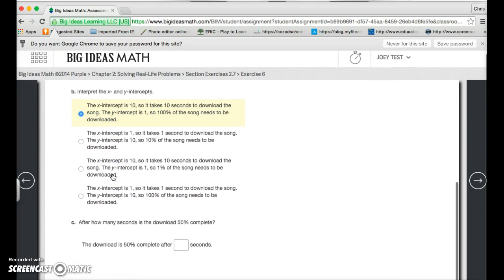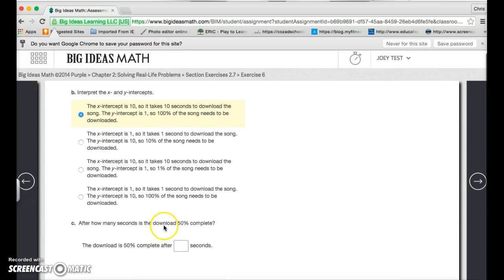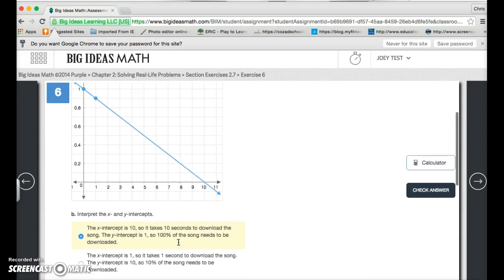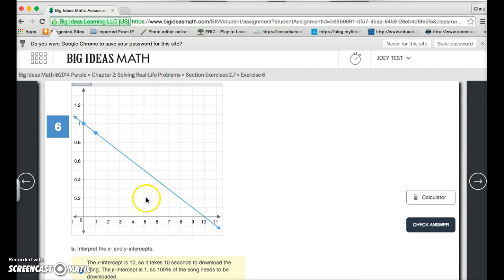That's what we want. After how many seconds is the song 50% complete? So where am I at 50% completion? What do you guys think? What should I plug in to solve? If I want 10 being 100% of the song, what should I plug in for 50%?